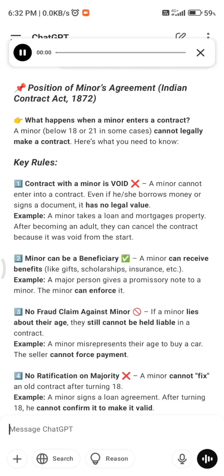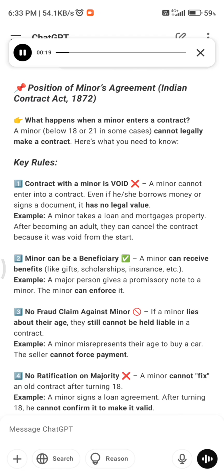Position of minors' agreement, Indian Contract Act. What happens when a minor enters a contract? A minor, below 18 or 21 in some cases, cannot legally make a contract. Here's what you need to know. Key rules. 1. Contract with a minor is void.